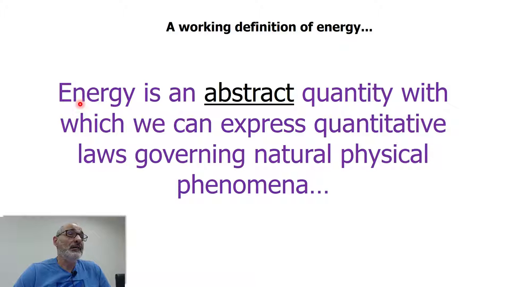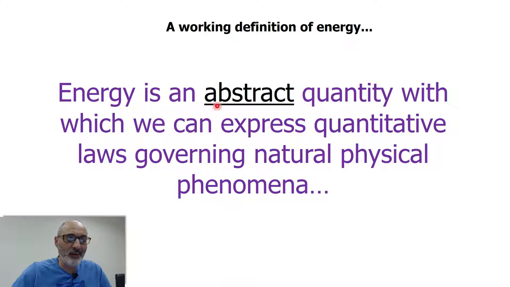But here and now we can state what I call a working definition of energy, like this. Energy is an abstract quantity with which we can express quantitative laws governing natural physical phenomena. For instance, the law of conservation of energy. Any transformation is ruled by the law of conservation of energy, and we can do calculations with that.